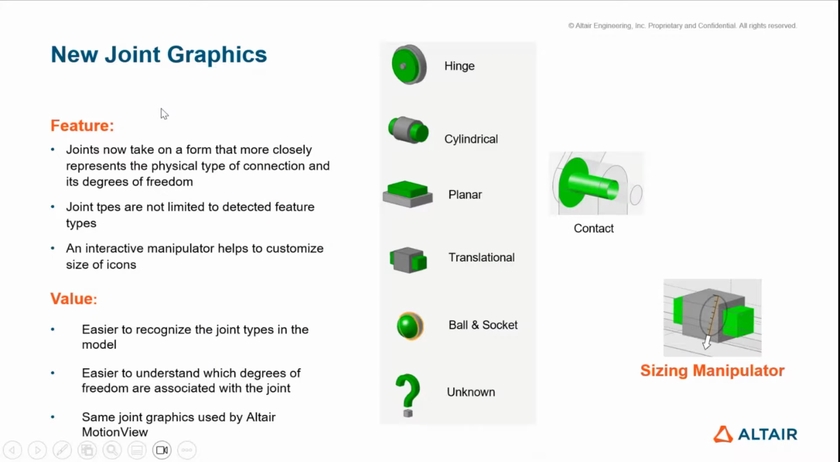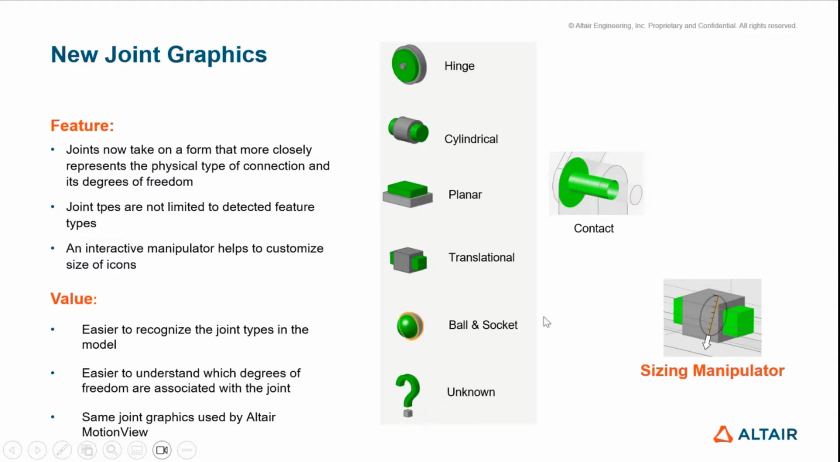The other new features and behaviors are surrounding joints. So we have new joint graphics for Inspire. We do show contact faces like we had in the previous versions, but we only do it for the contact type joint, not for the other traditional kinematic joints. So this is now better aligned with MotionView and consistent. It also gives a better representation of the actual degrees of freedom that you have on the different joints.